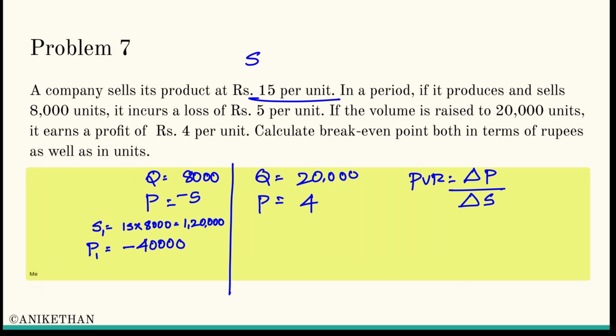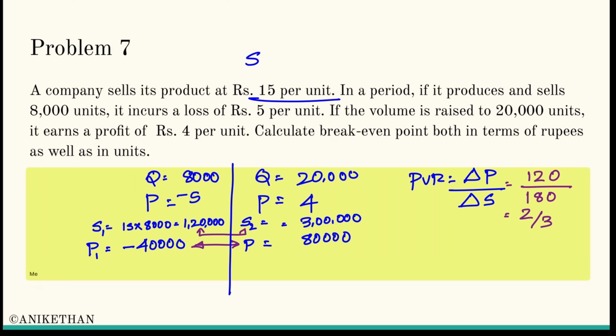Similarly, when we have to calculate S2, it will be 20,000 units multiplied by 15 per unit. So here I will get 3 lakh as sales and profit will be equal to 4 into 20,000, 80,000. Now what I have to do, change in profit I have to calculate. So the change is this, minus 40,000 minus 80,000. So I will take positive value. So 120 I will take. Then the change between S1 and S2, 120 minus 300. So this is 180. So this, if I express in the ratio, it will be 2 over 3.